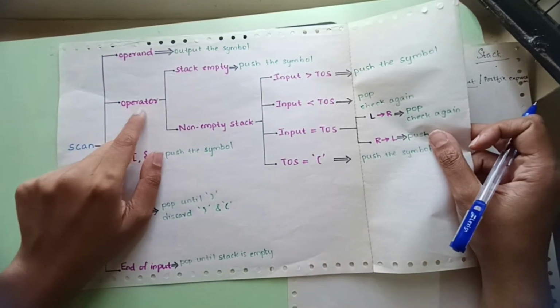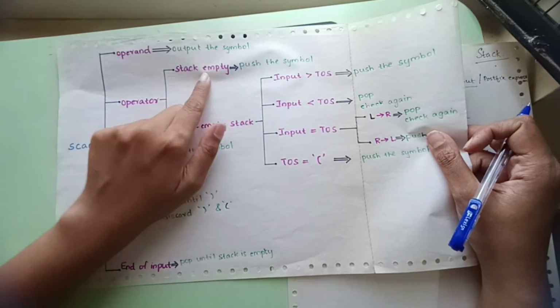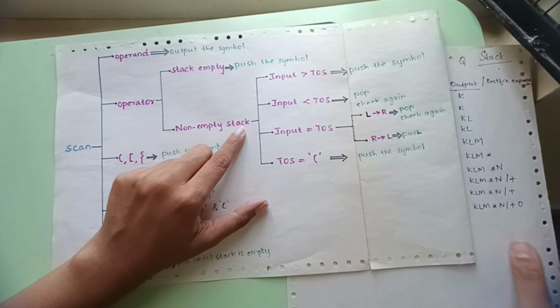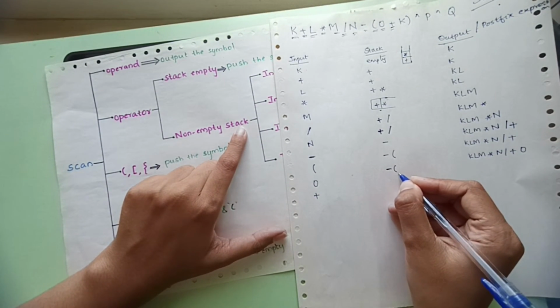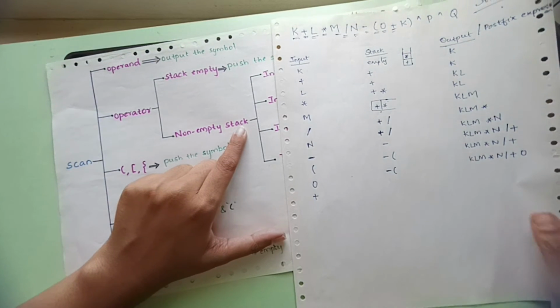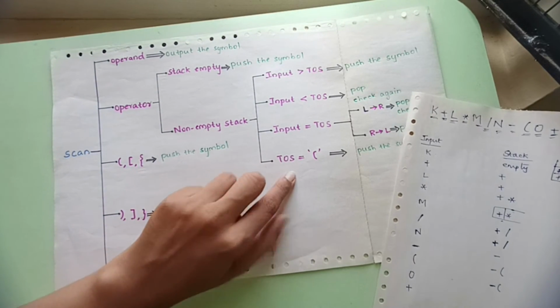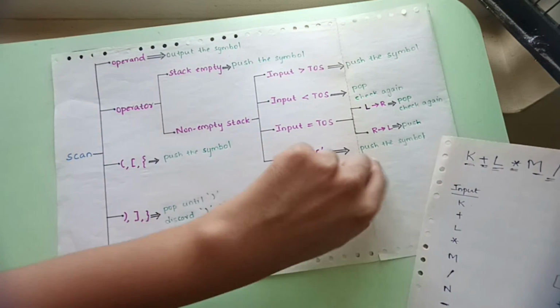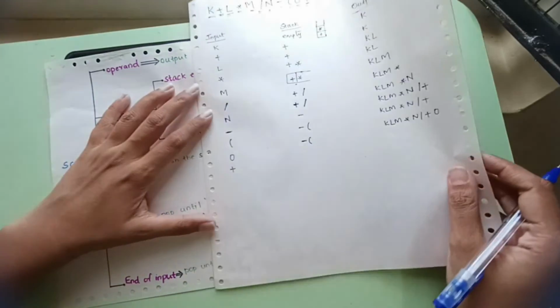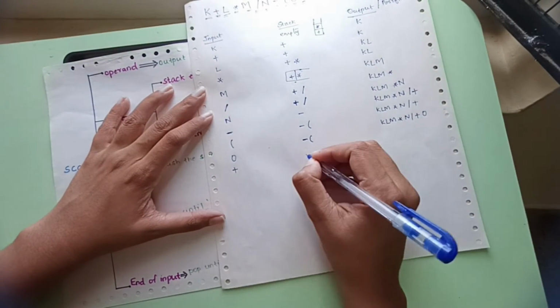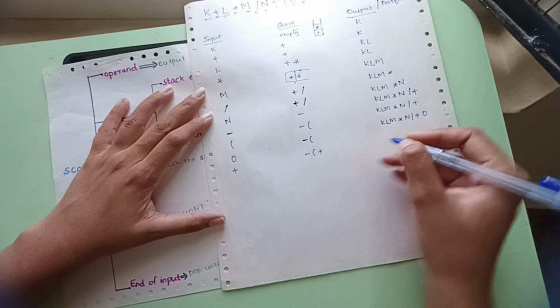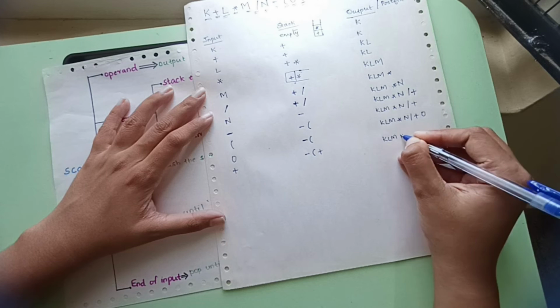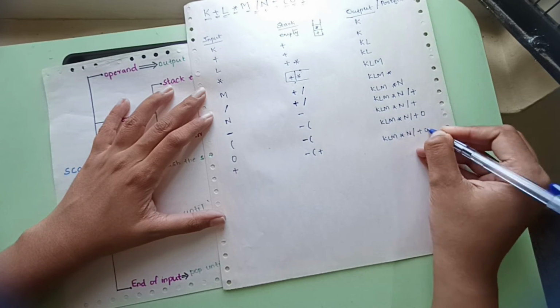Next we have plus, which is an operator. What happens if we see an operator? The stack is not empty, and what is the top of stack? The top of the stack is now an opening bracket, right? If the top of the stack is an opening bracket, push the symbol. That is what we need to do. So with minus and opening bracket in the stack, we will be pushing this plus inside, and our output remains the same.